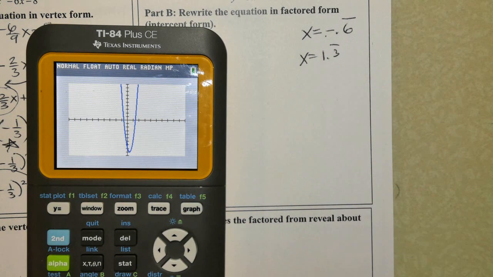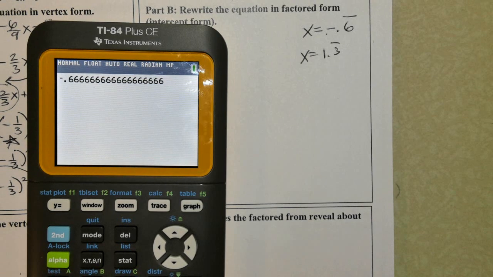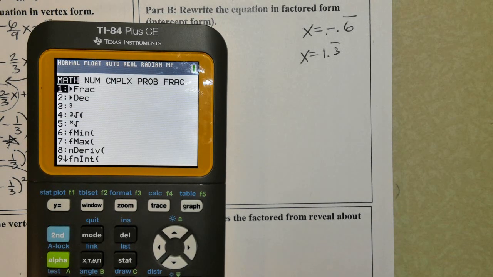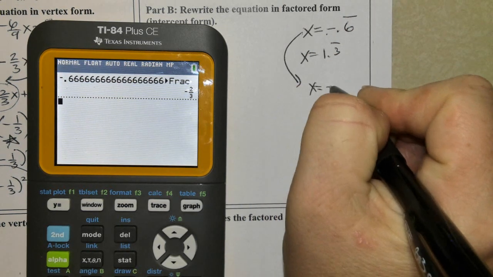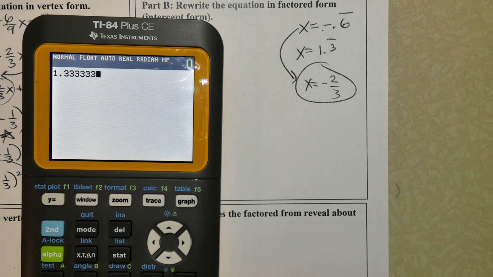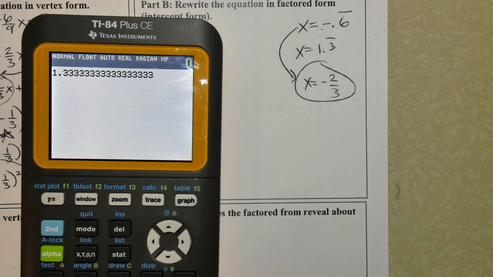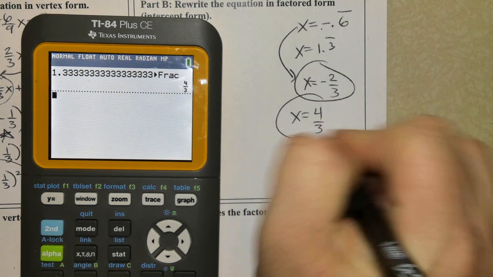So I'm going to type in negative 0.6 repeating. I'm going to put a lot of 6's in back of it. Now when I hit math, fraction, enter, enter, I can see that this is equivalent to negative 2/3. Same thing, if you don't know what 1.3 repeating is, I type it in, include a lot of 3's, and I can switch it into fraction form.